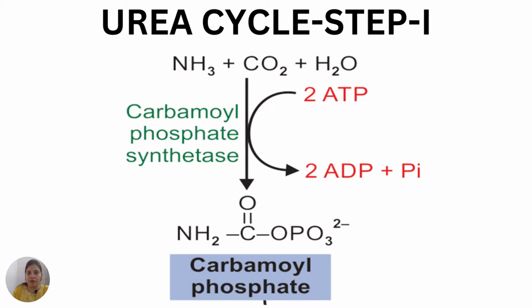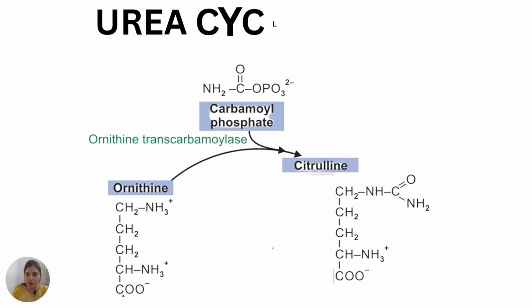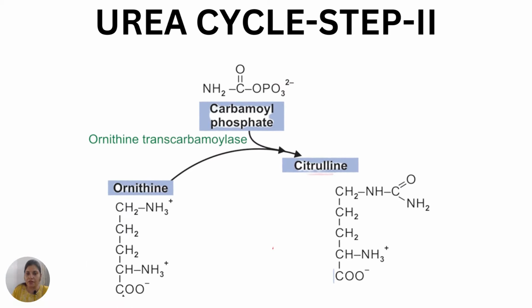Now, step one: the ammonia, a toxic product, along with carbon dioxide and water, forms the first molecule of this cycle, which is carbamoyl phosphate. The enzyme is carbamoyl phosphate synthetase. This is one enzyme in the mitochondria. The carbamoyl phosphate is formed in the mitochondria. Two steps are done there, and then the rest of the cycle is in the cytosol.